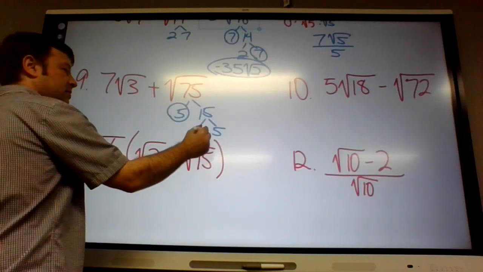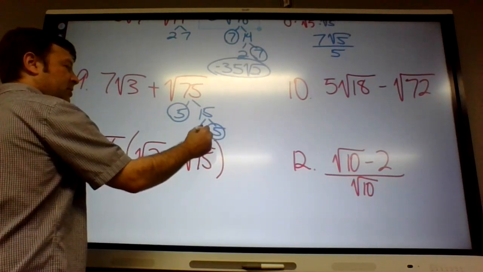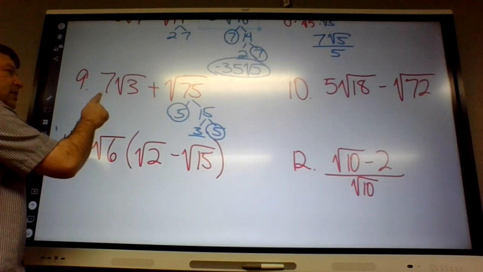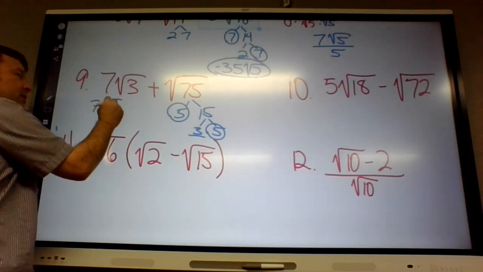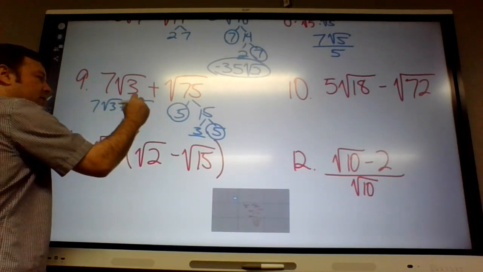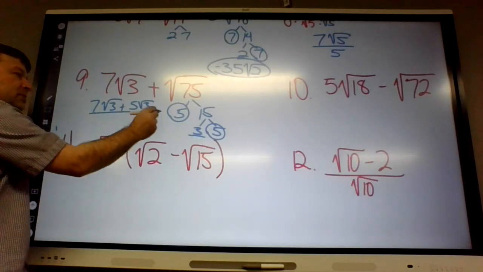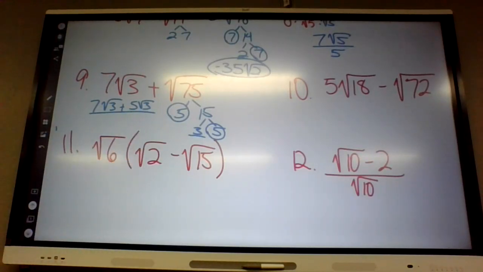5 square root of 3. So I've got 7 square root of 3 plus 5 square root of 3 equals what? Can you just add them? 12 square root of 3. Yes, 12 square root of 3.